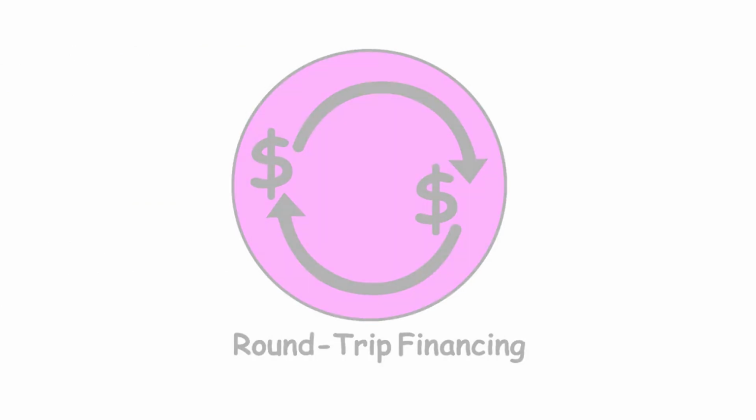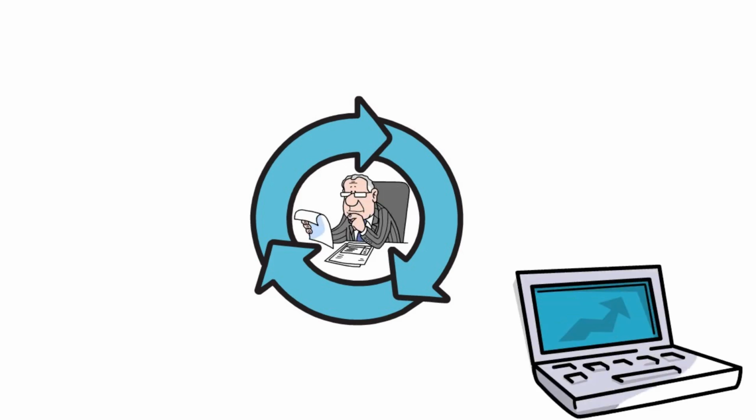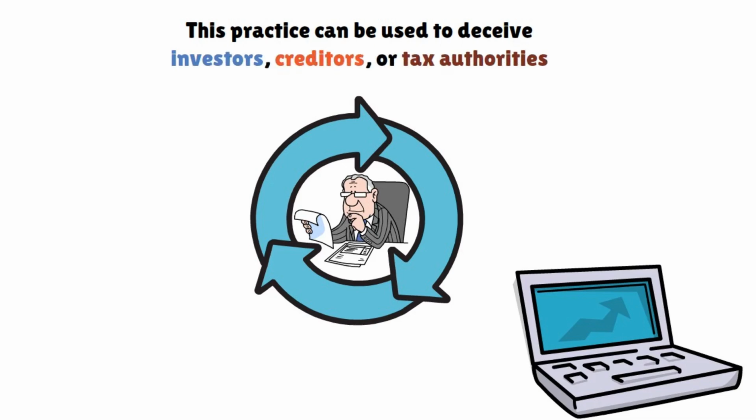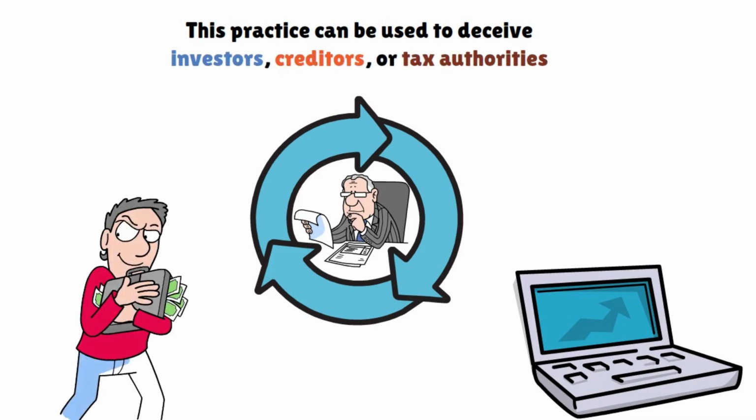Round-trip financing. Round-trip financing involves the circular movement of funds through a series of financial transactions, often with the intention of creating the appearance of legitimate business activity or inflating revenues. This practice can be used to deceive investors, creditors, or tax authorities, and may constitute financial fraud.